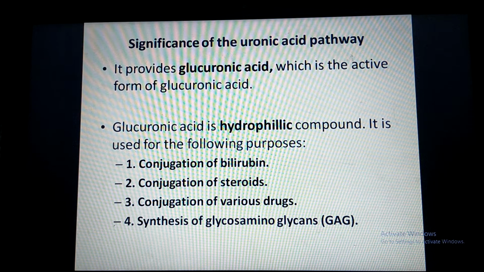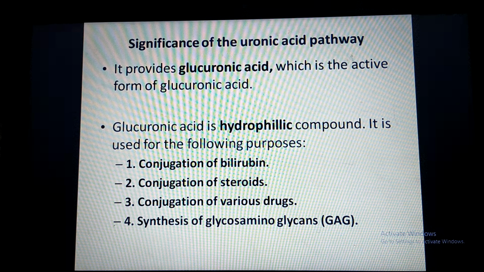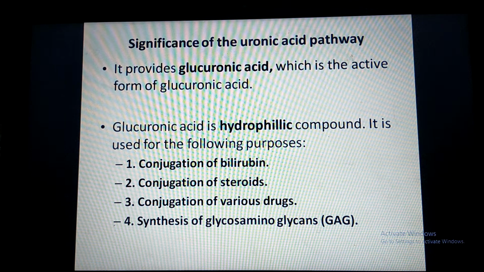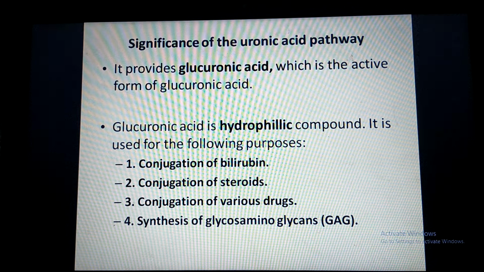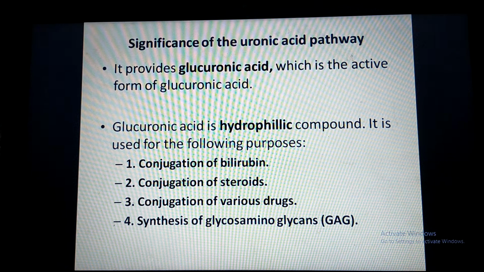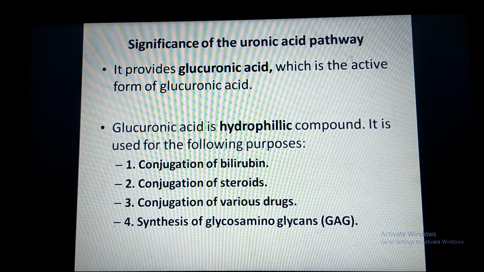Whenever there is a short note on uronic acid pathway, then they will ask about its significance. So significance of uronic acid pathway is it forms glucuronic acids, or it will synthesize the glucuronic acid. Now this glucuronic acid is hydrophilic compound and it is used for conjugation of various compounds. Sometimes a 2-mark question is also asked, in which they will ask name any 4 compounds which undergo conjugation with glucuronic acids.